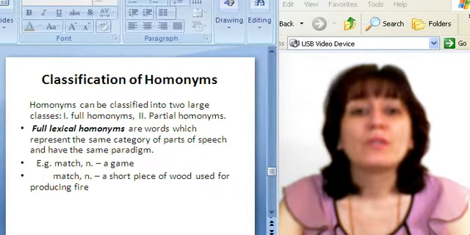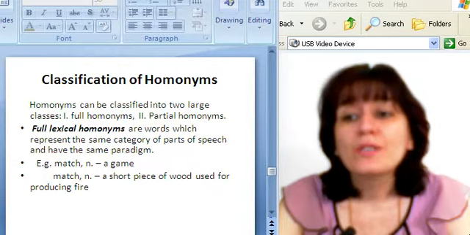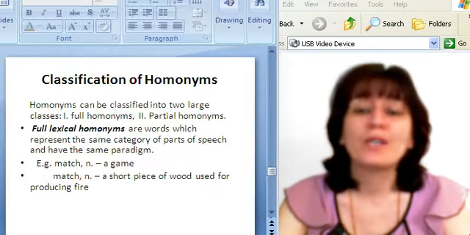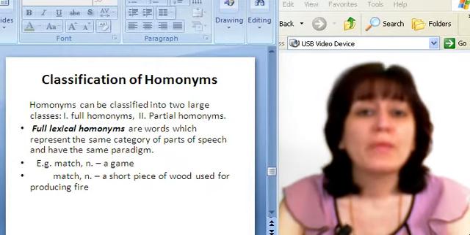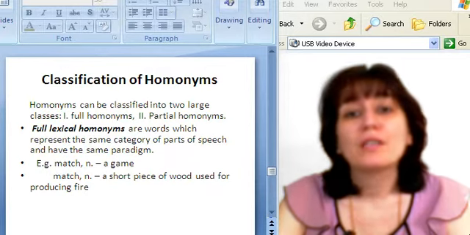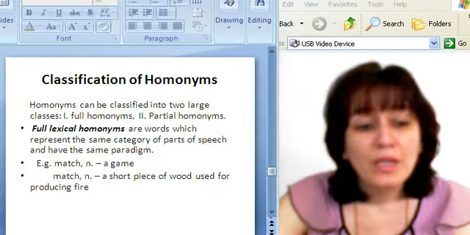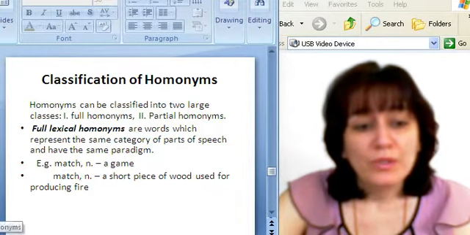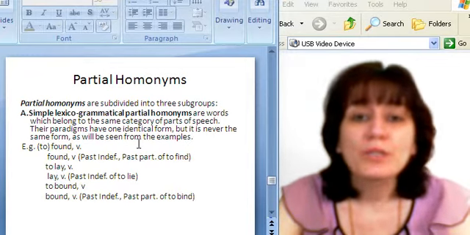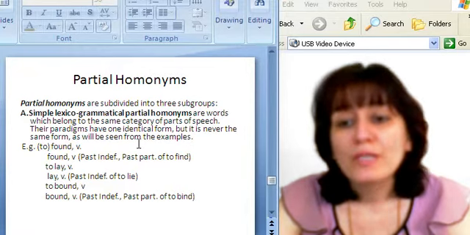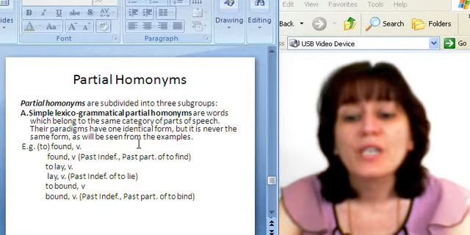So now let us deal with each type. Full lexical homonyms are words which represent the same category of parts of speech and have the same paradigm, such as match and match. So match as a game and match as a short piece of wood producing fire. Now let us deal with partial homonyms. So partial homonyms are subdivided into three subgroups. Simple lexicogrammatical partial homonyms, complex lexicogrammatical partial homonyms, and partial lexical homonyms.